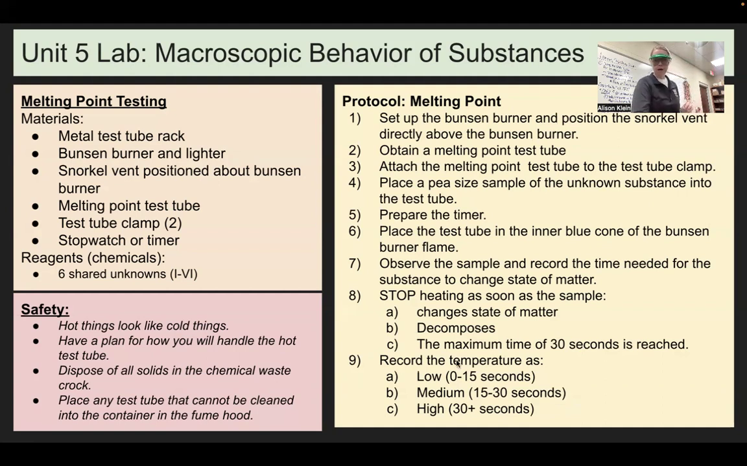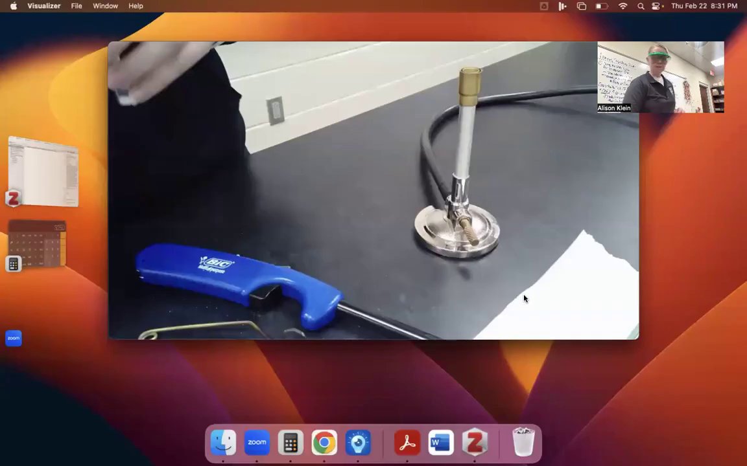Specifically, if you look here at the bottom, we're recording our melting point as either low, 0 to 15 seconds, medium, or high. As soon as it does anything, stop, and then record. Stop heating as soon as it either changes state of matter, melts, decomposes, that means turns brown, or you reach 30 seconds. Whichever of those happens first.